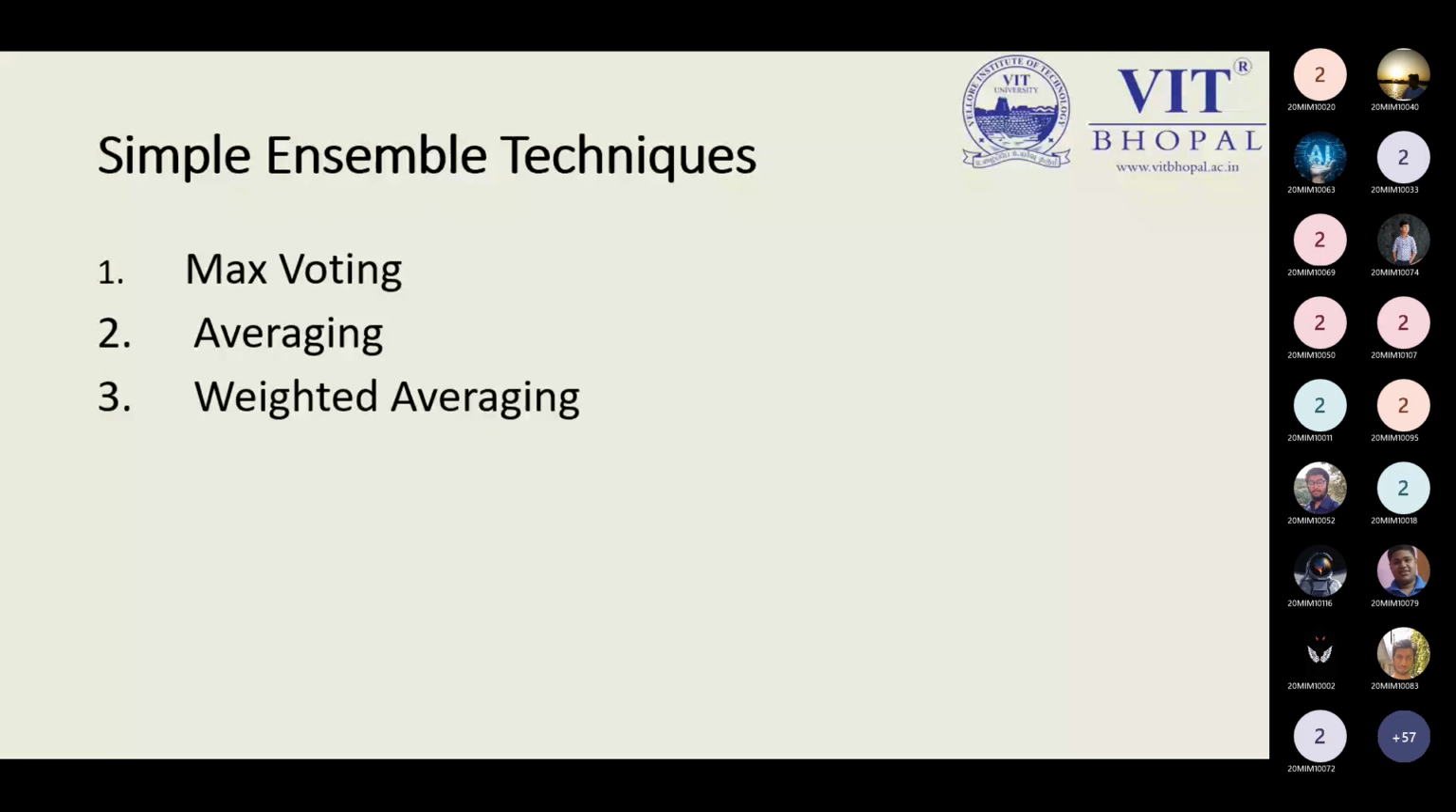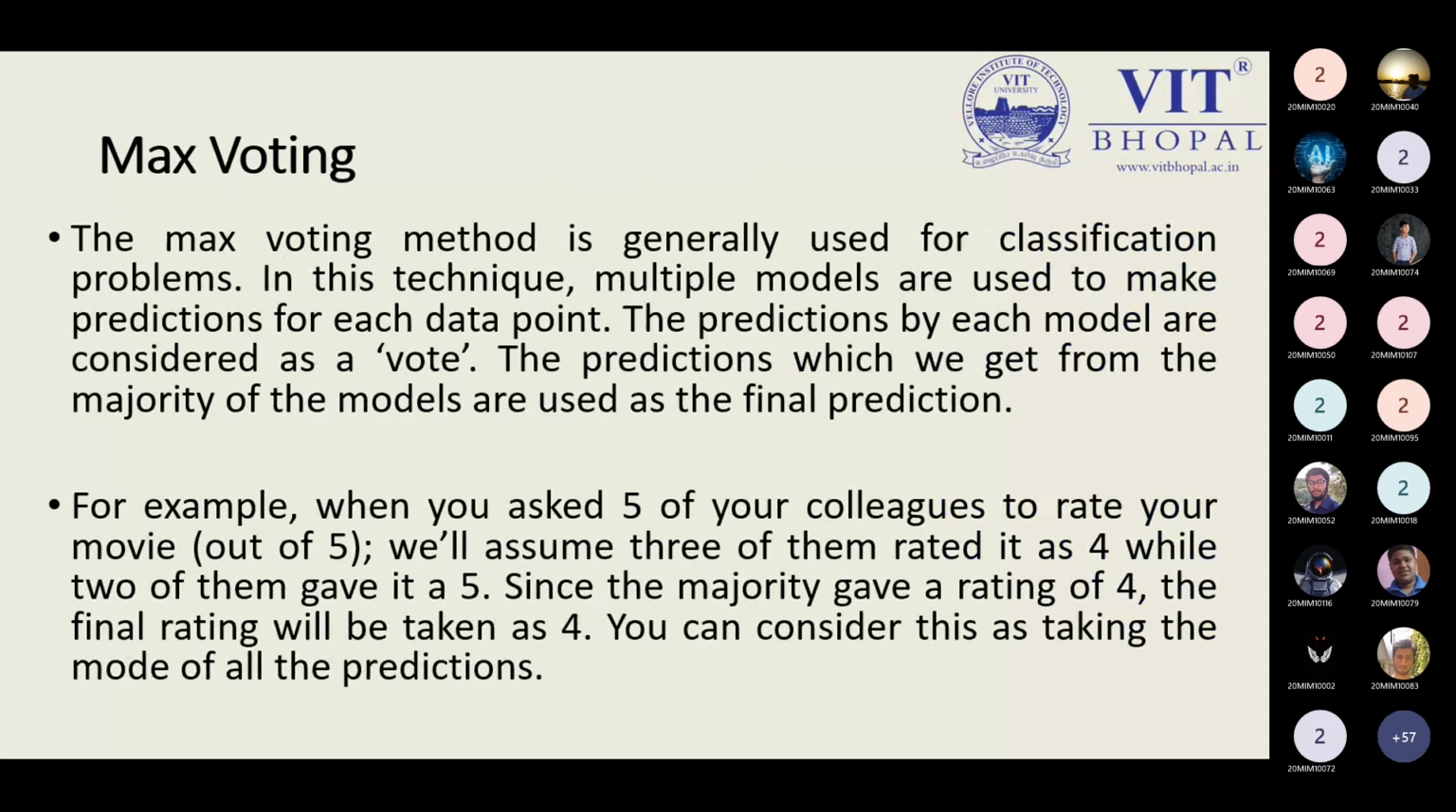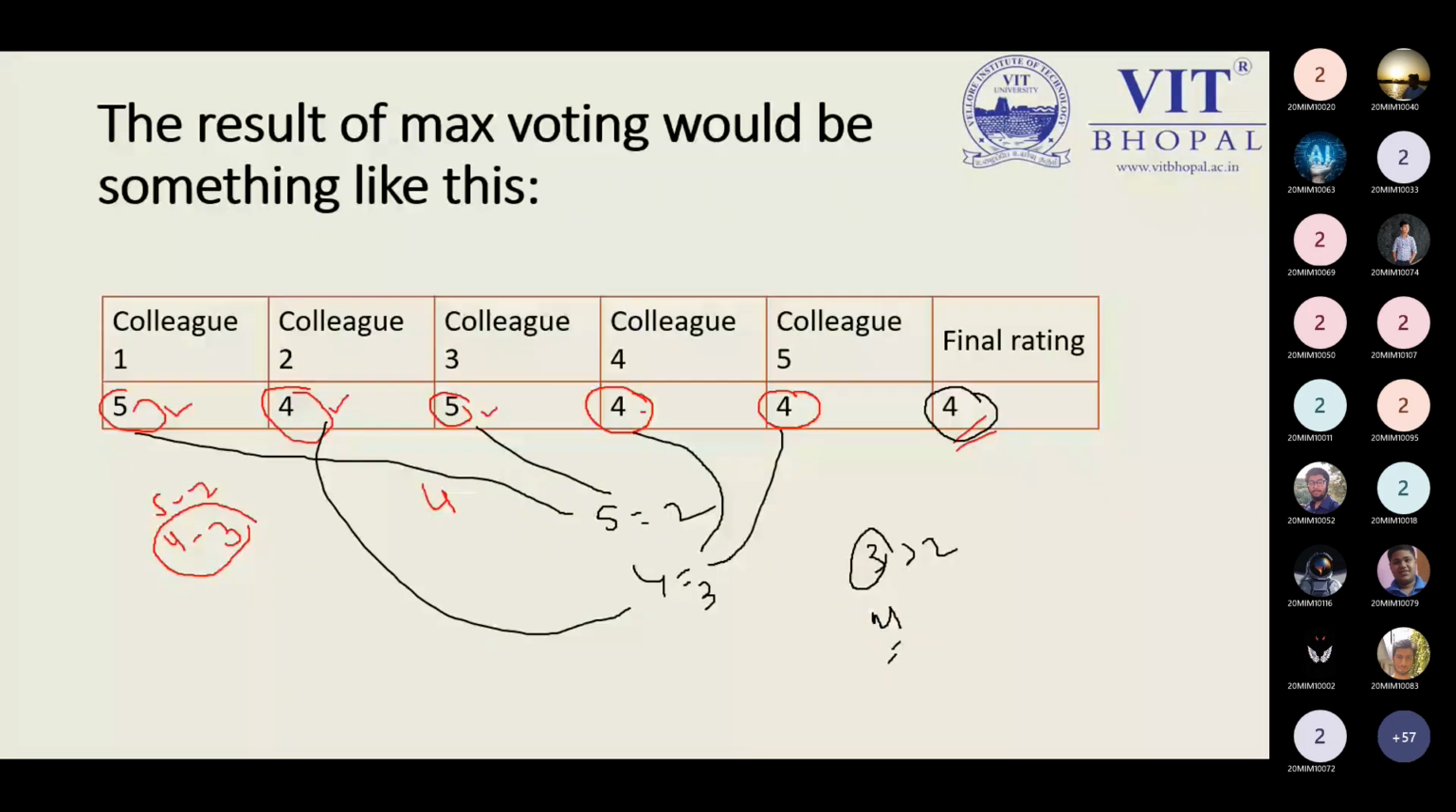So what is maximum voting? It's a very simple technique. I'm not going into unnecessary theoretical parts; I'm just taking a simple example. Maximum voting means that out of our sample data, the value that receives the maximum votes will be our outcome.